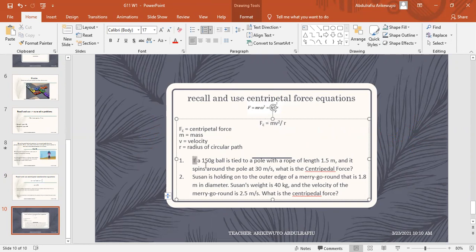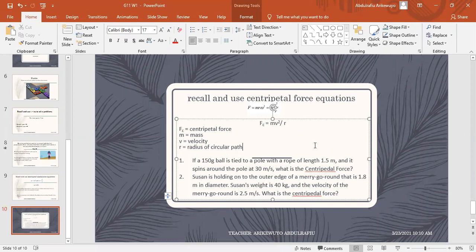Now read this question number one and tell me if you can solve it. Can you solve that question number one? What formula will you use to solve it? Fc equals mv squared over r. Okay, that's very good.